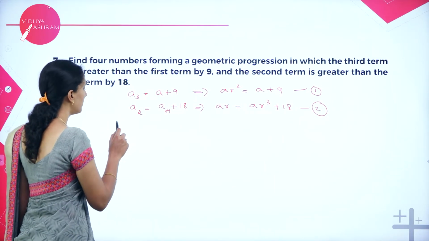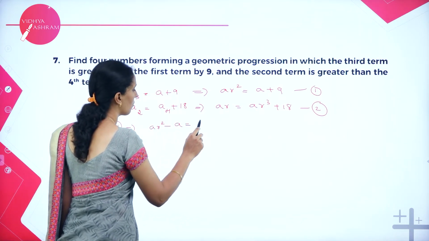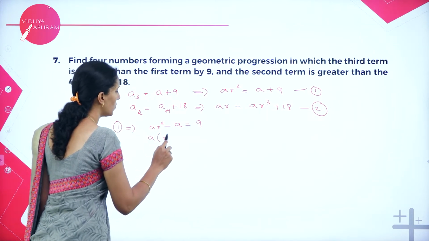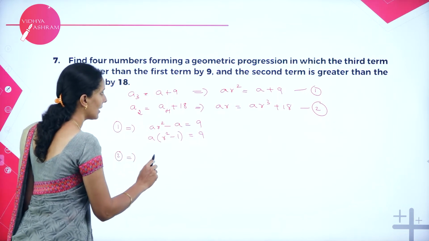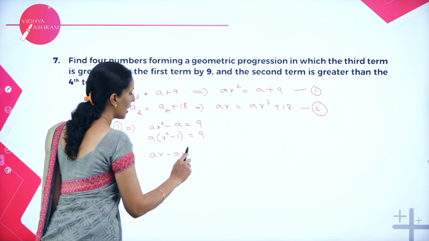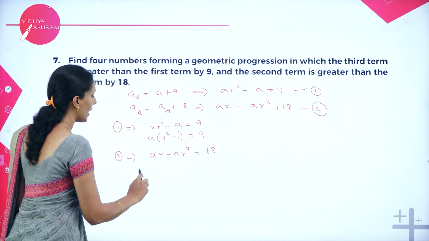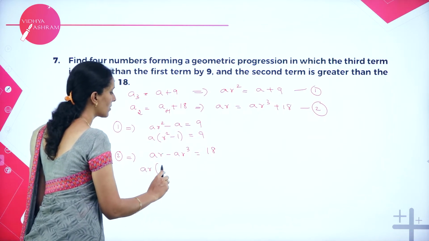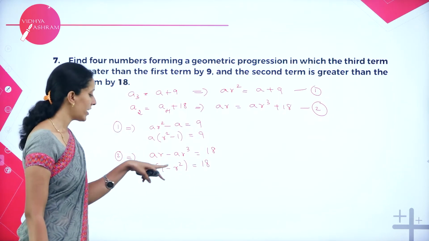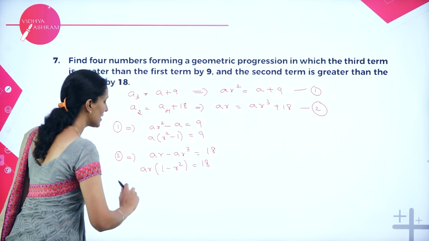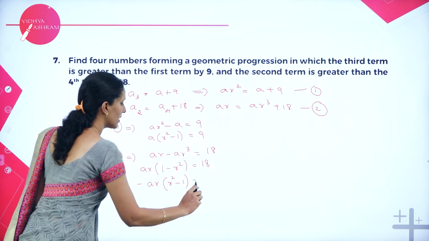Now from 1, this implies AR square minus A is equal to 9, or I can write A into R square minus 1 is equal to 9. In the second, I'll get AR minus AR cube is equal to 18. Here, if I take AR as a common factor, I'll get 1 minus R square is equal to 18. Now I can rearrange this: if I take minus as a common factor, I get AR into R square minus 1 is equal to 18.